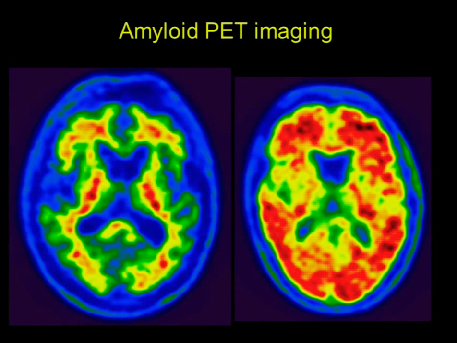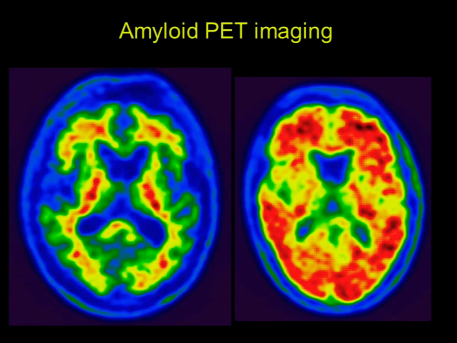There's a little bit of uptake deep in the brain. And here's someone with Alzheimer's disease. And you can see that we are imaging this abnormal folded protein during life. So this is now licensed for clinical use. It's extremely difficult to get hold of because it's extremely expensive.